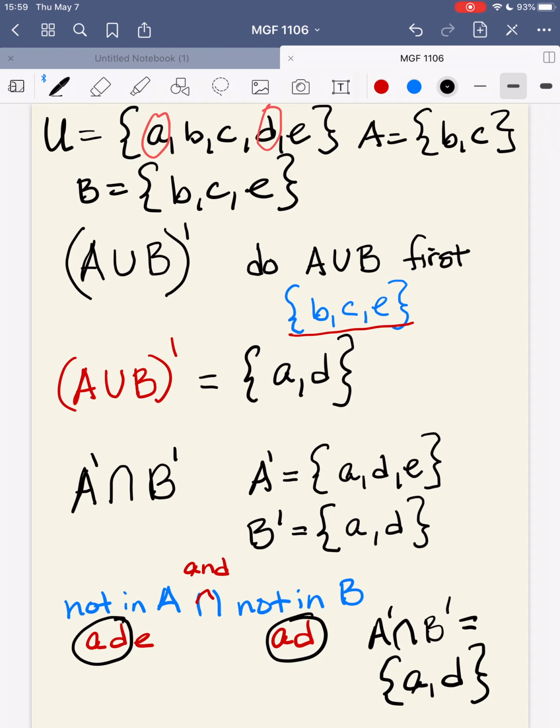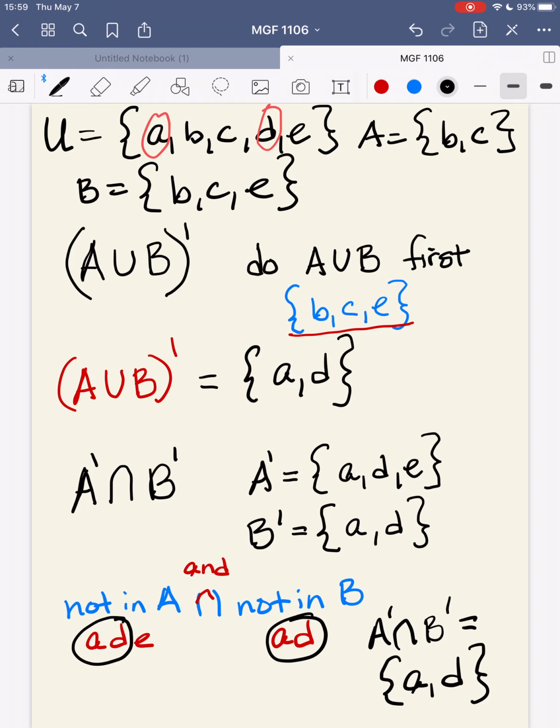So whenever you see a parenthesis around the outside and then the complement, you have to do, just like order of operations, if you remember any of your algebra, where you had to do parentheses first, that is the same idea. Okay, so do your parentheses first, then take the complement. If there's no parentheses, you have to do the complements first and then do the and or the or. Okay?